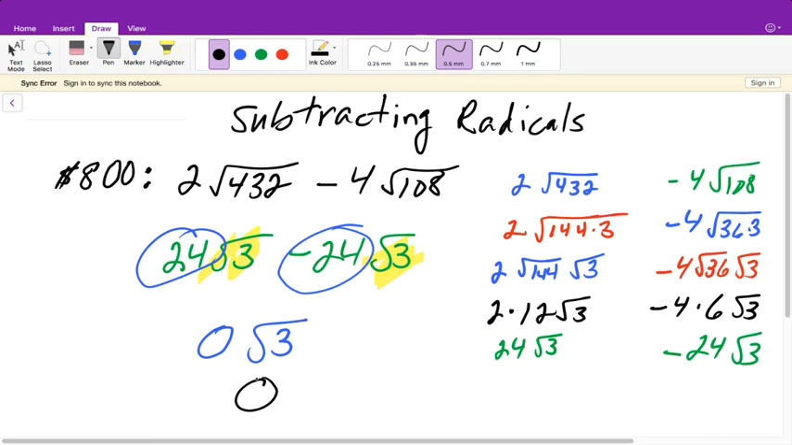So you do not have to write 0 times the square root of 3. As a matter of fact, if we write it like that, you will lose a little bit of points because you're not simplifying it completely.